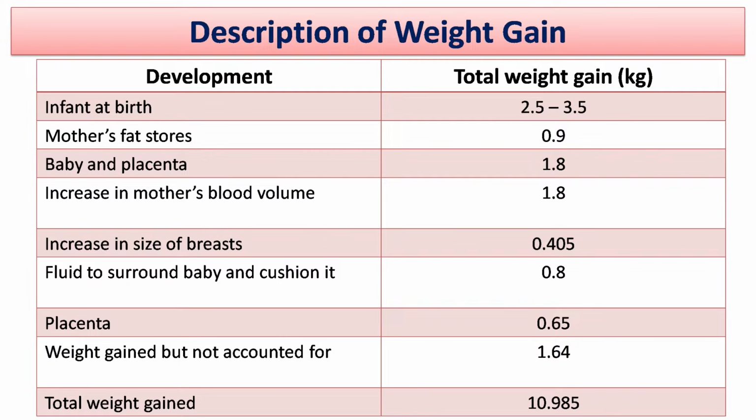About 1.8 kg is accounted for the increase in the blood volume. Increase in the size of the breast, about 0.4 kgs. There is the fluid which surrounds the baby, the amniotic fluid, that accounts for about 0.8 kgs. The placenta we've talked about, that contributes to the overall weight. Therefore, a total weight gain of 10 to 12 kg is recommended during pregnancy.